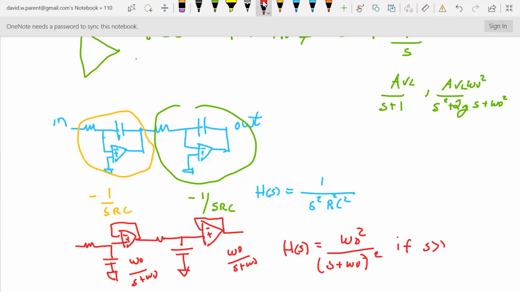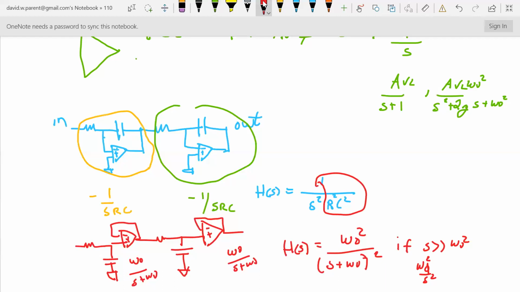If S is a lot bigger than omega naught squared, it becomes omega naught squared divided by S squared, which is this bit right here would be omega naught squared.